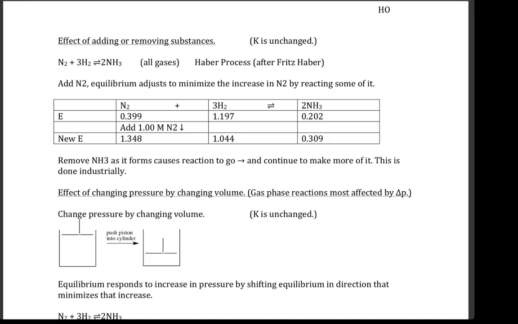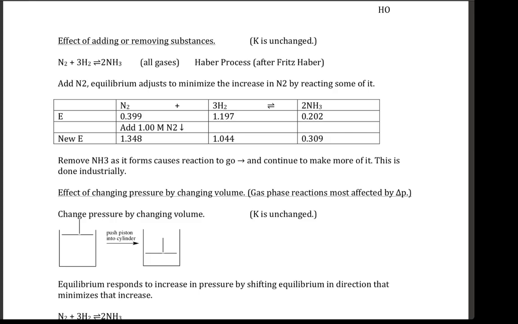Okay, so now we will go through the three things we can change: the concentration change, and then the volume change, and then the temperature change. First, we will look at the concentration change. So the effect of adding or removing substances, that is changing the equilibrium concentrations. Once again, the numerical value for K is unchanged. K only changes its numerical value when we change temperature.